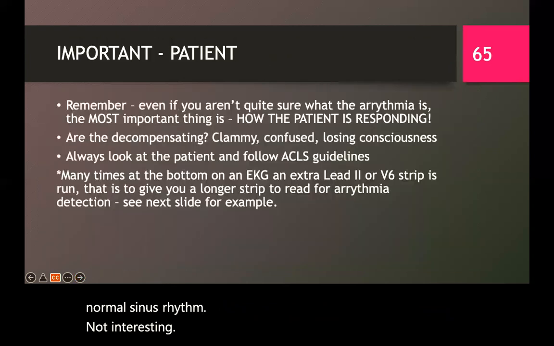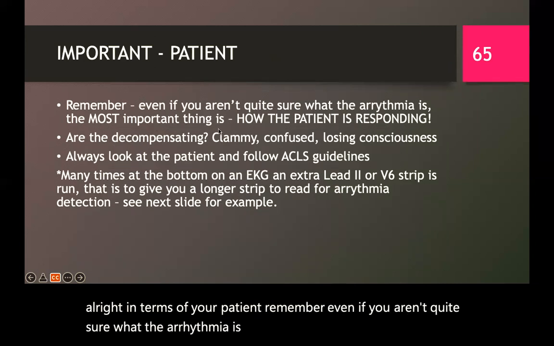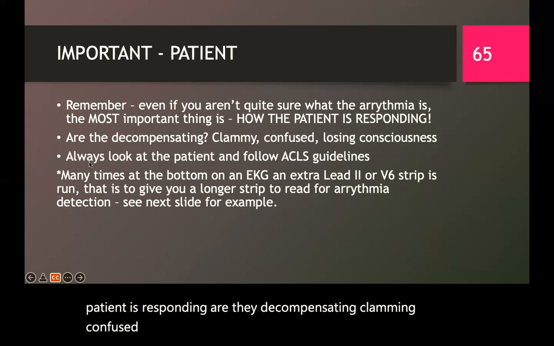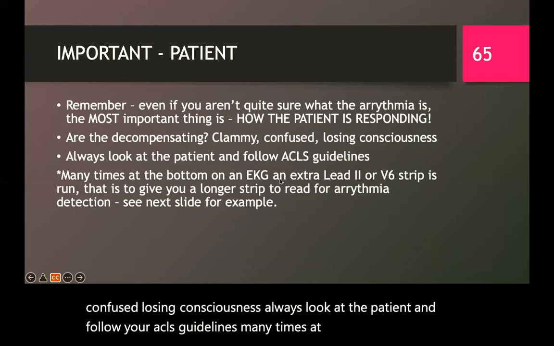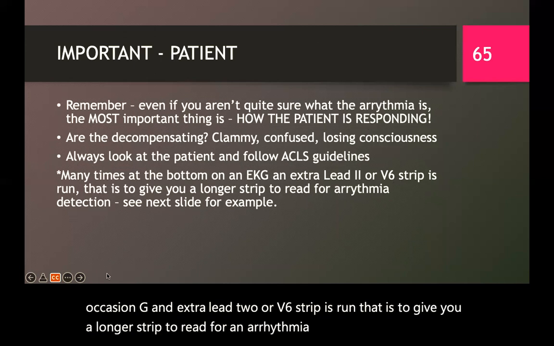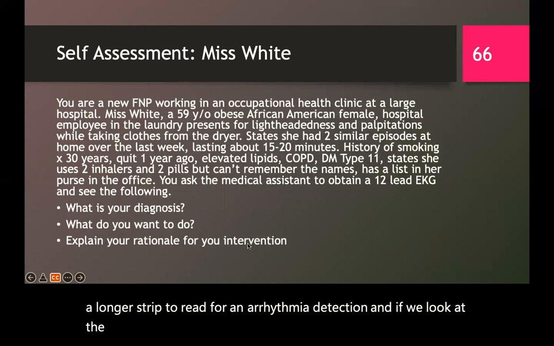Important. In terms of your patient, remember, even if you aren't quite sure what the arrhythmia is, the most important thing is how the patient is responding. Are they decompensating, clammy, confused, losing consciousness? Always look at the patient and follow your ACLS guidelines. Many times at the bottom of an EKG, an extra lead 2 or V6 strip is run. That is to give you a longer strip to read for arrhythmia detection. We'll look at the next slide to have an example. So let's do this.